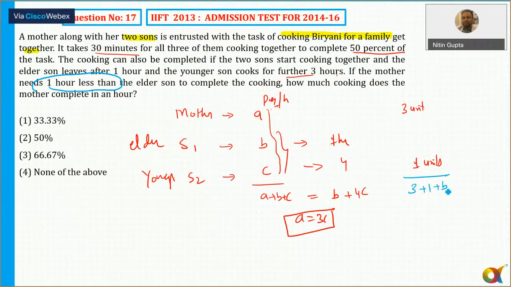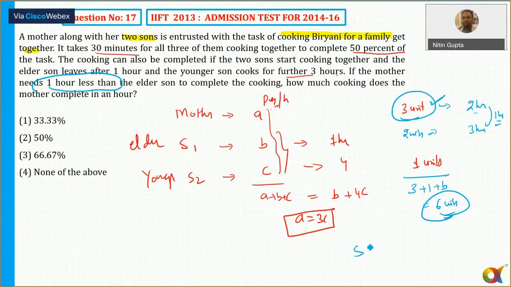सो अगर मदर ने 3 यूनिट per hour का जो बेटा है वो कितना, 1. Let's see here, think here. सो बड़े बेटे ने, मां ने, 3 बेटे, ठीक है, टोटल वर्क हो गया 6 यूनिट्स. सो अगर टोटल वर्क 6 यूनिट्स है तो मां को कितने, ठीक है, that's it. So the question is how much cooking does the mother complete in an hour? Correct answer is option number.